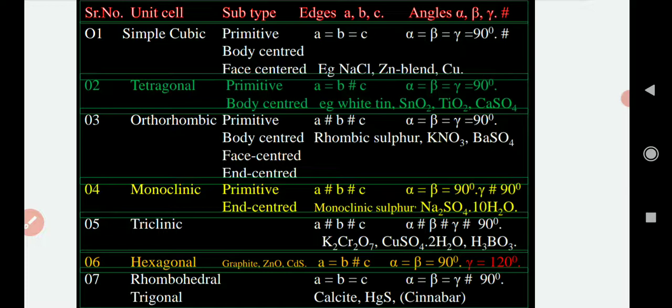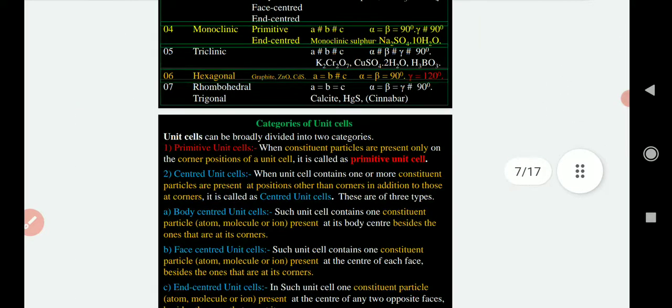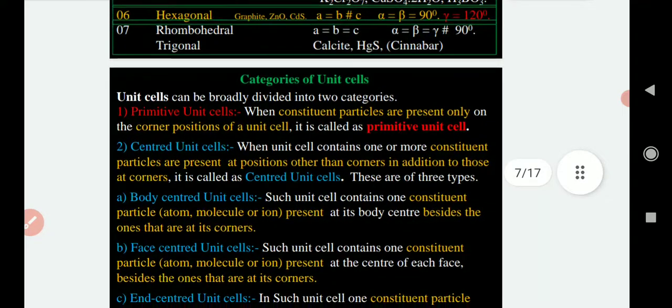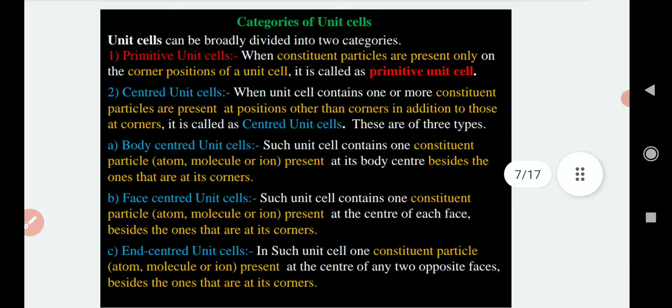Hexagonal has A = B not equal to C, alpha and beta angles 90 degree and gamma 120 degree. Rhombohedral has 3 sides equal, alpha, beta and gamma angles equal, but they are not equal to 90 degree. Now out of the 7 types, we can see that they are again divided into 14 types.